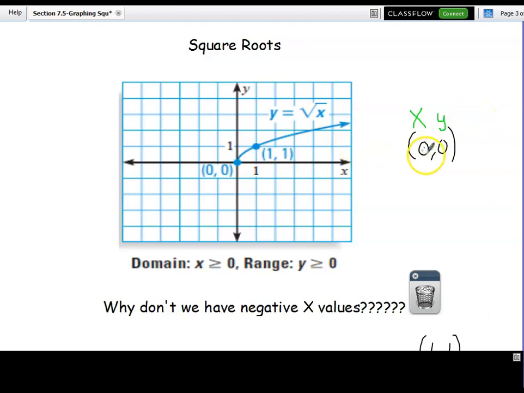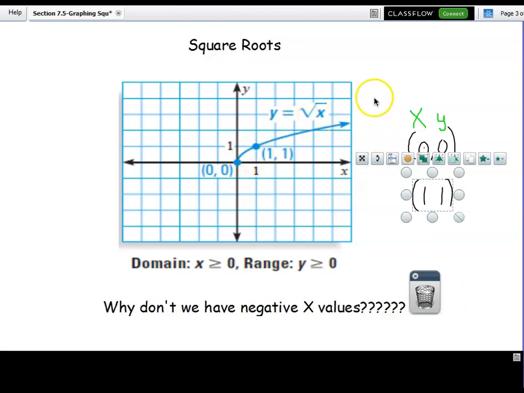The reason I have this is, what's the square root of 0? If I put x to be 0 in here, I get back 0 for y. The other key important point that we have is the point 1, 1. What is the square root of 1? It's 1. Now you're like, well, why don't I make a t-chart, Mr. Faust? That would be super helpful for us.